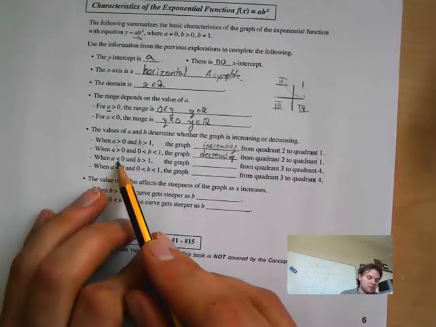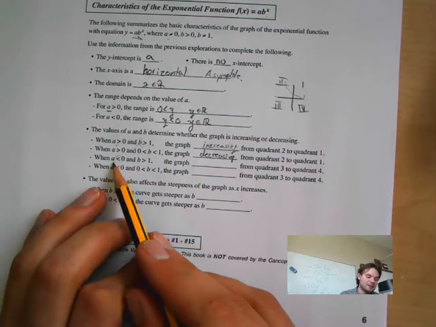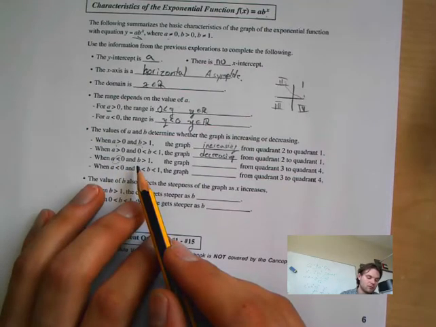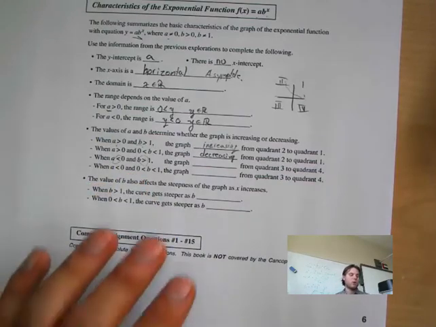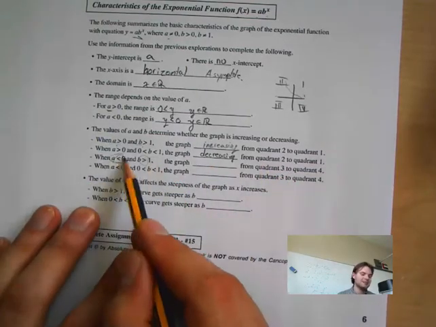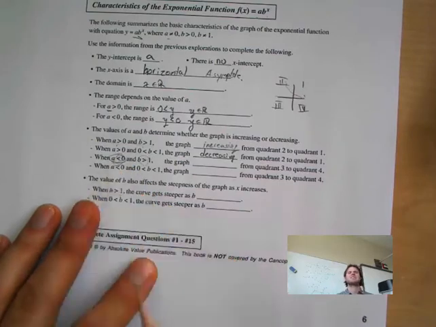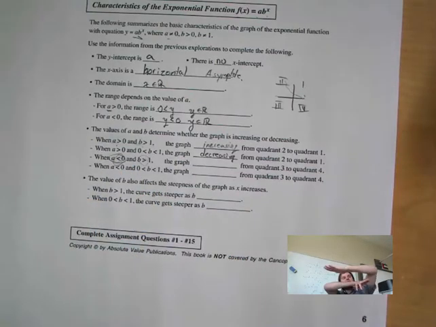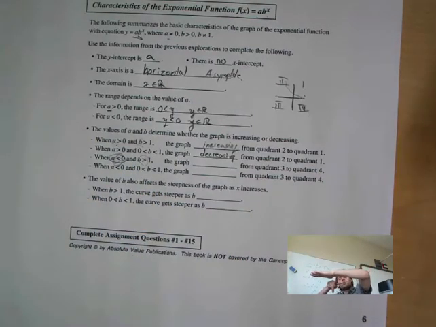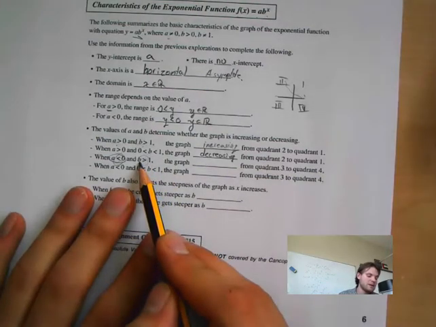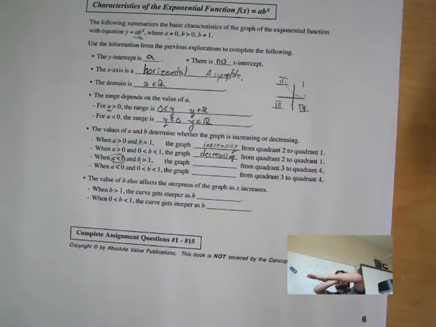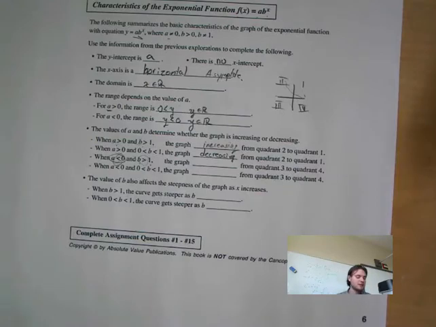So here we go. Now it says a is less than 0, and b is greater than 1. So we have to go from quadrant 3 to 4 because a is less than 0. As soon as a is less than 0, we know it's a negative. That means here's my x-axis. It is going below my x-axis. Okay? So now b is greater than 1. Well, when b is greater than 1, it's increasing. But now we're flipped over this x-axis, so it's going to go like that. It's going to decrease.